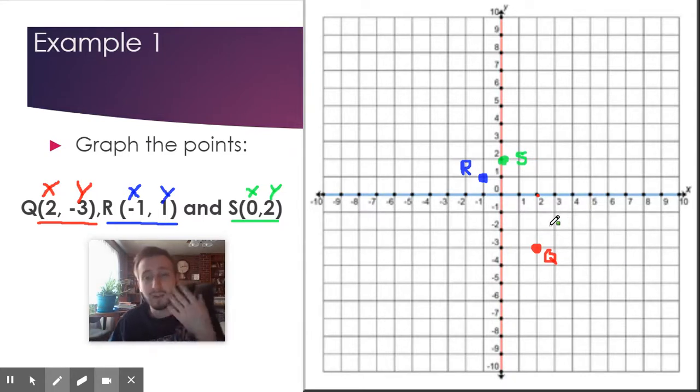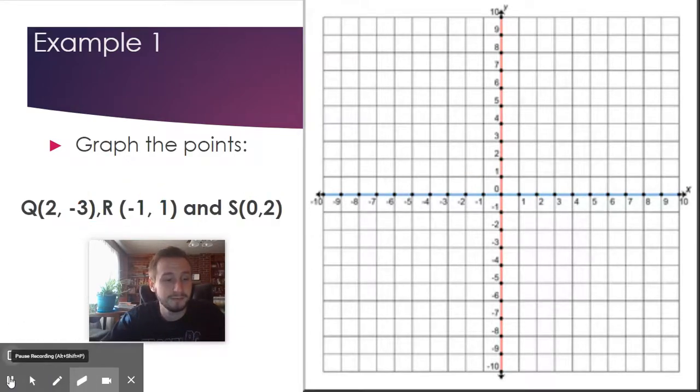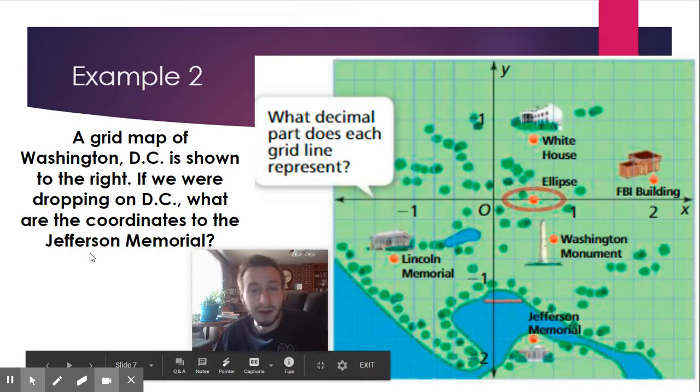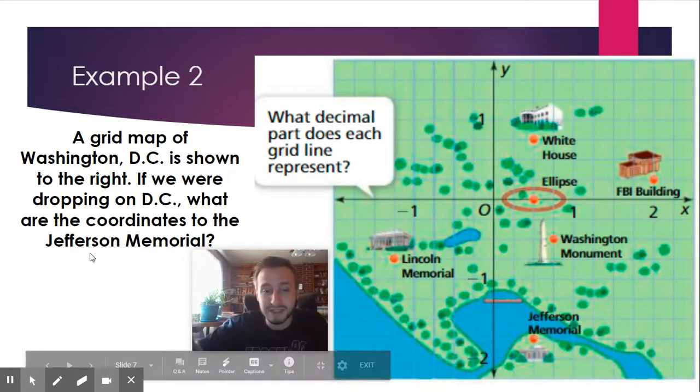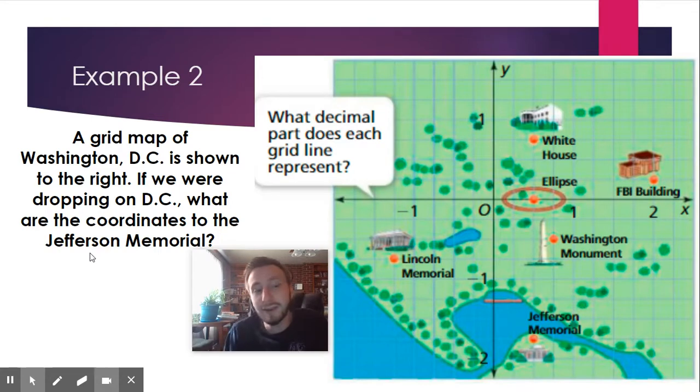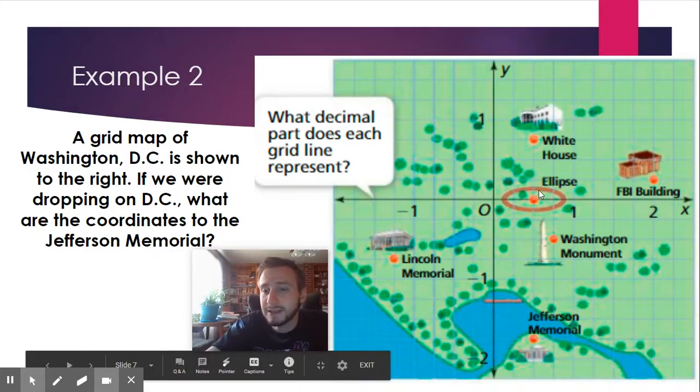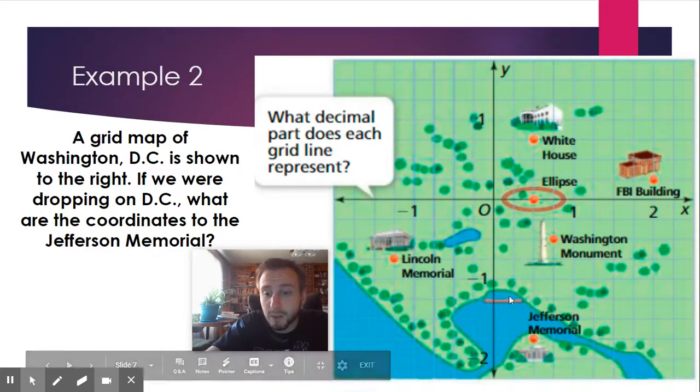Plotting points and then looking at a coordinate plane and being able to tell what the ordered pair is from it. All right, so let's try another example. Okay, so let's say you and your buddies were playing a game where you're dropping in on this map to the right. It says a grid map of Washington, D.C. is shown to the right. If we were dropping on D.C., what are the coordinates of the Jefferson Memorial? So we need to look at this map and figure out where the Jefferson Memorial is. You'll see you have the White House, the ellipse, the Lincoln Memorial, and way down here you'll see a red dot and it says Jefferson Memorial.